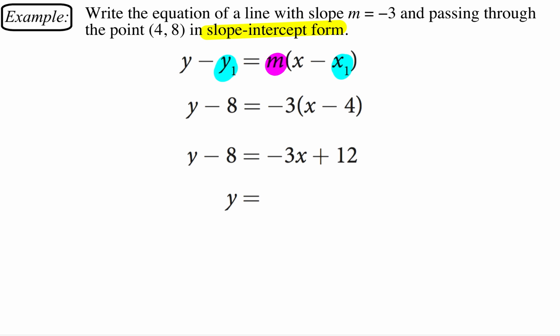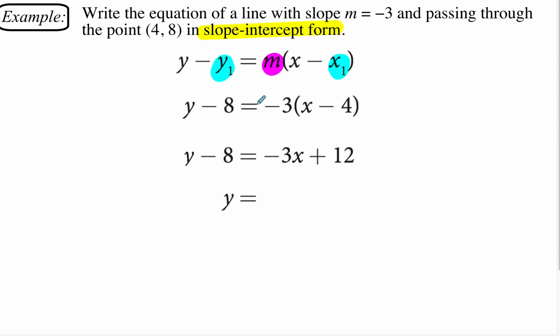Keep track of what you're doing with your signs here. So we have -3 times x, and -3 times -4 gives us a +12. So watch that sign there. Then the next thing we're going to do is add 8 to both sides. And when we add 8 to both sides, we get y is equal to -3x plus 20. Now it's in slope-intercept form.